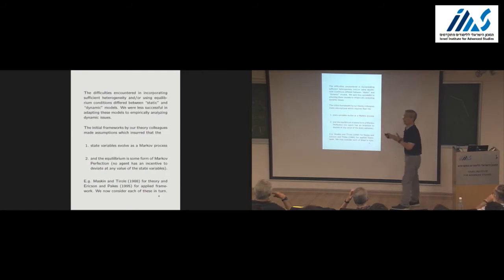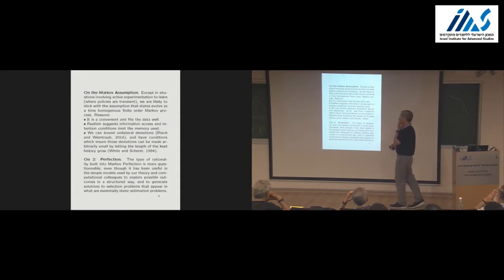So the initial frameworks used by Eric and Drew and others had state variables evolving as a Markov process. So the state variables are like the capital stock, the quality of your product, the characteristics of your product. They evolved as a Markov process, usually a controlled Markov process, so I get to invest. And the equilibrium was some form of Markov perfection. That is, when I looked at the expected discounted value from the game, I'm doing the best I can given what everybody else is doing. Okay? So, I worked on that also. Okay? So, what could we think went wrong?